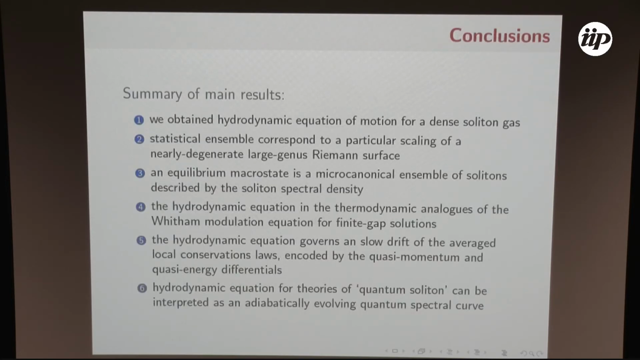And that's it. I maybe want just to summarize the main result, just to read the main conclusion. So we were able to derive the hydrodynamic equation of motion for a dense soliton gas. We found that the statistical ensemble corresponds to a particular scaling limit of a nearly degenerate Riemann surface of large genus. Each equilibrium eigenstate can be seen as a microcanonical ensemble of solitons and is assigned a unique soliton spectral density.